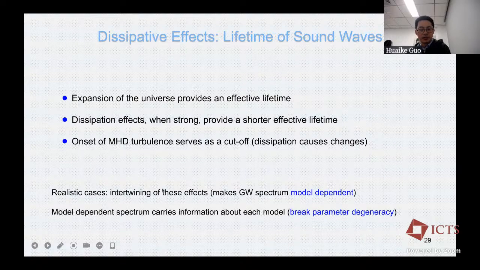In related cases, probably the intertwining of these effects will make the spectrum quite more model dependent. It's quite messy, but probably this model dependent information can carry more information about each model, and they can break the parameter degeneracy in this field.